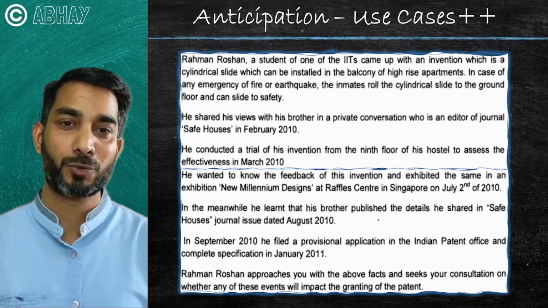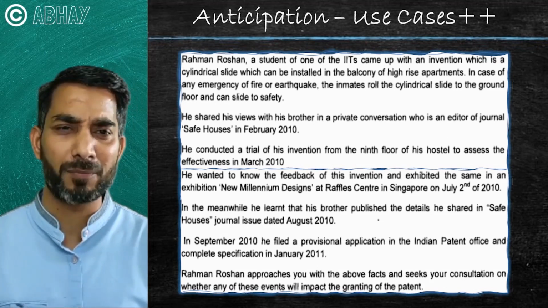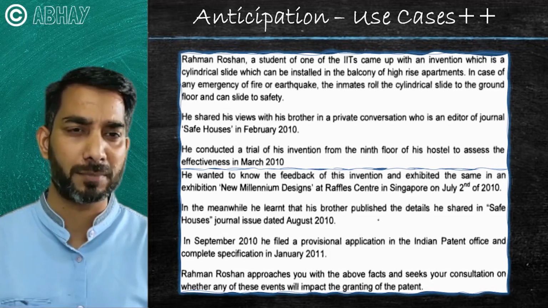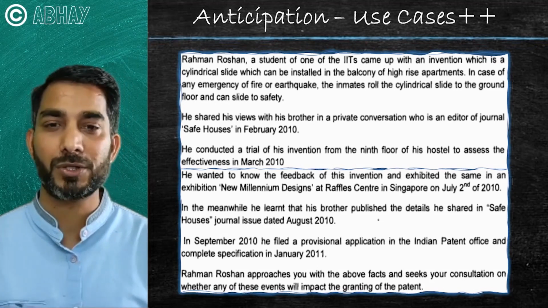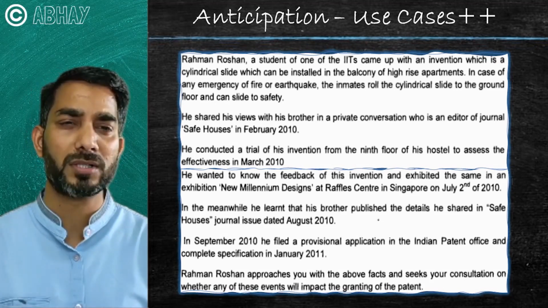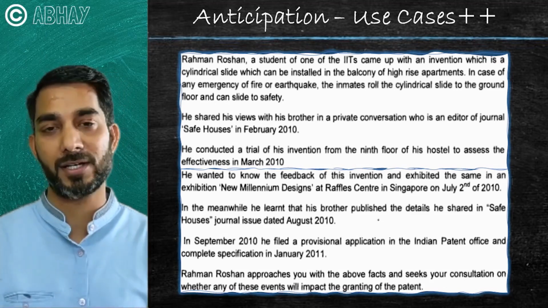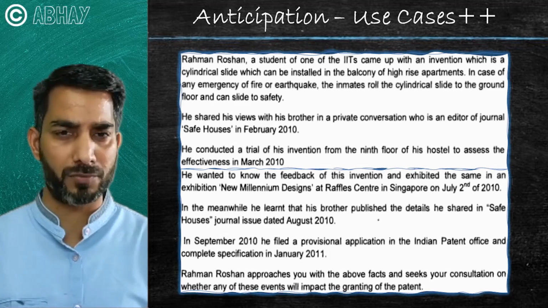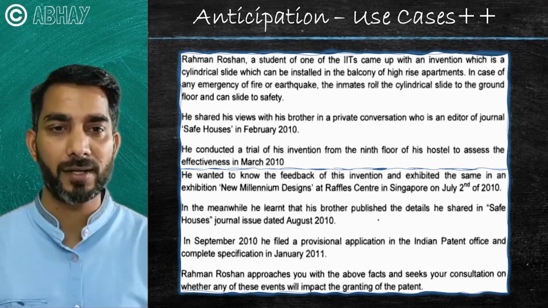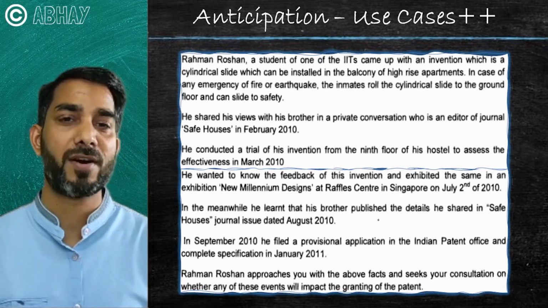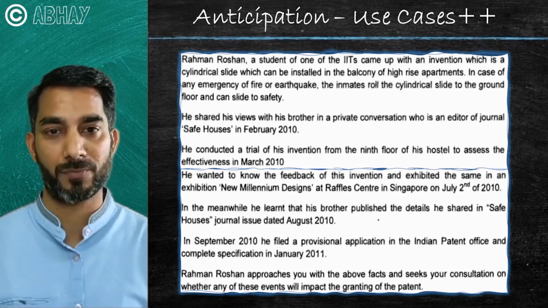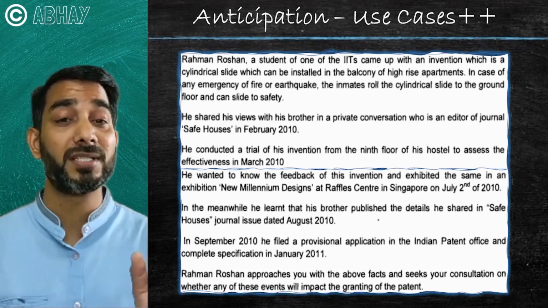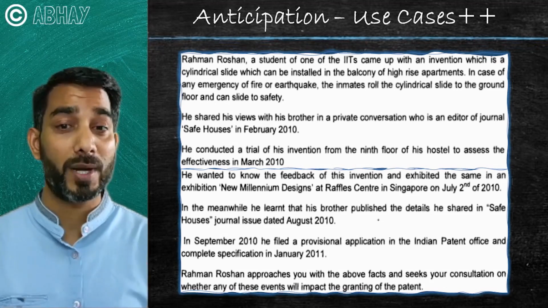Rahman Roshan, a student of one of the IITs, came up with an invention which is a cylindrical slide which can be installed in the balcony of high-rise apartments. In case of any emergency or fire or earthquake, the inmates roll the cylindrical slide to the ground floor and can slide down safely. He shared his views with his brother in a private conversation, underline, who is an editor of the journal Safe Houses. So he is the editor of someone. He conducted a trial of the invention from the 9th floor of his hostel. It means a public trial to assess the effectiveness.